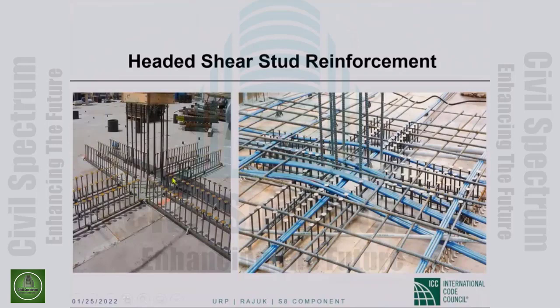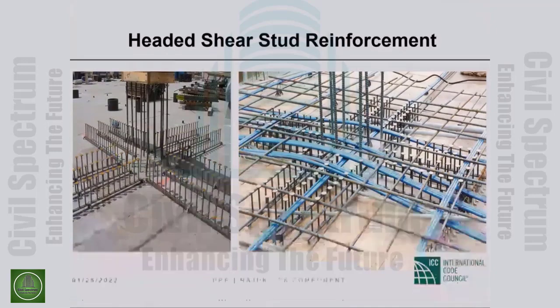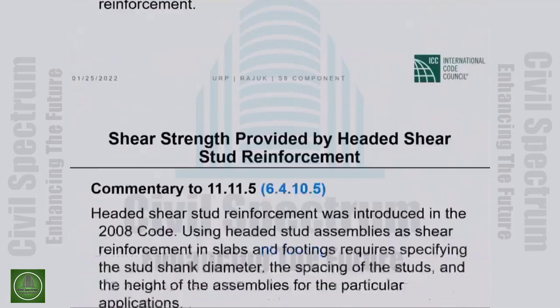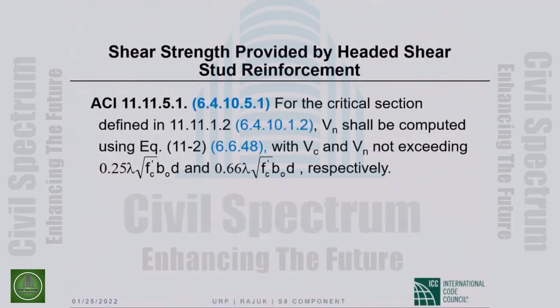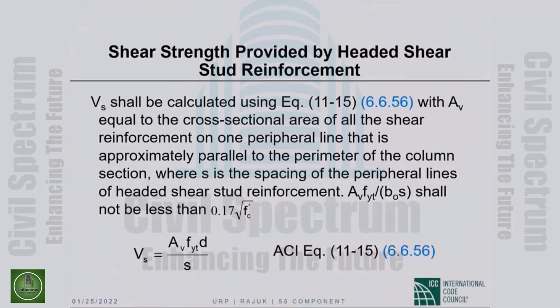So this is the column, and the first line that is parallel to the column will cross 8 of those legs. 2 legs here, 2 legs there, 2 legs there, and 2 legs here. The total cross-sectional area of the 8 legs is the A_v. That is in equation 15, whatever the number was. Okay, so A_v is the total area of those 8 legs. Take a look at the writing and you will see.